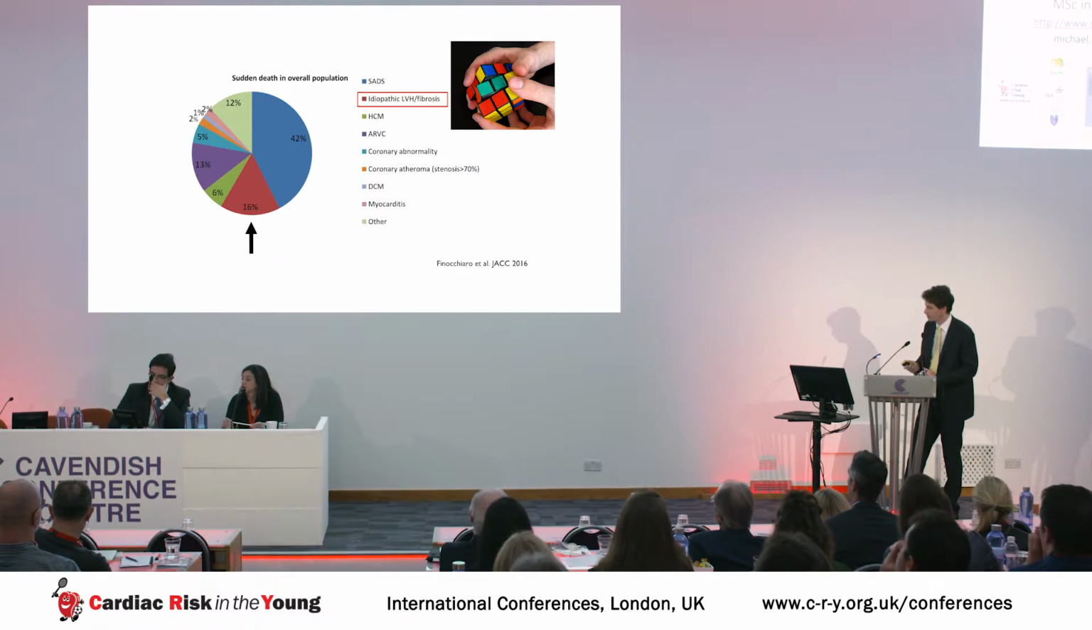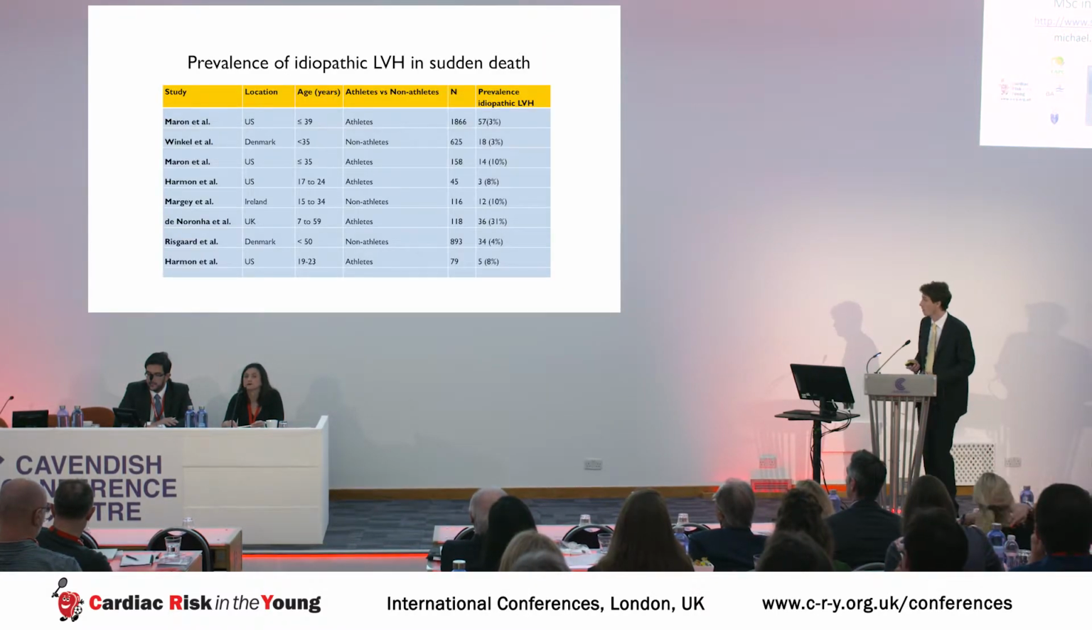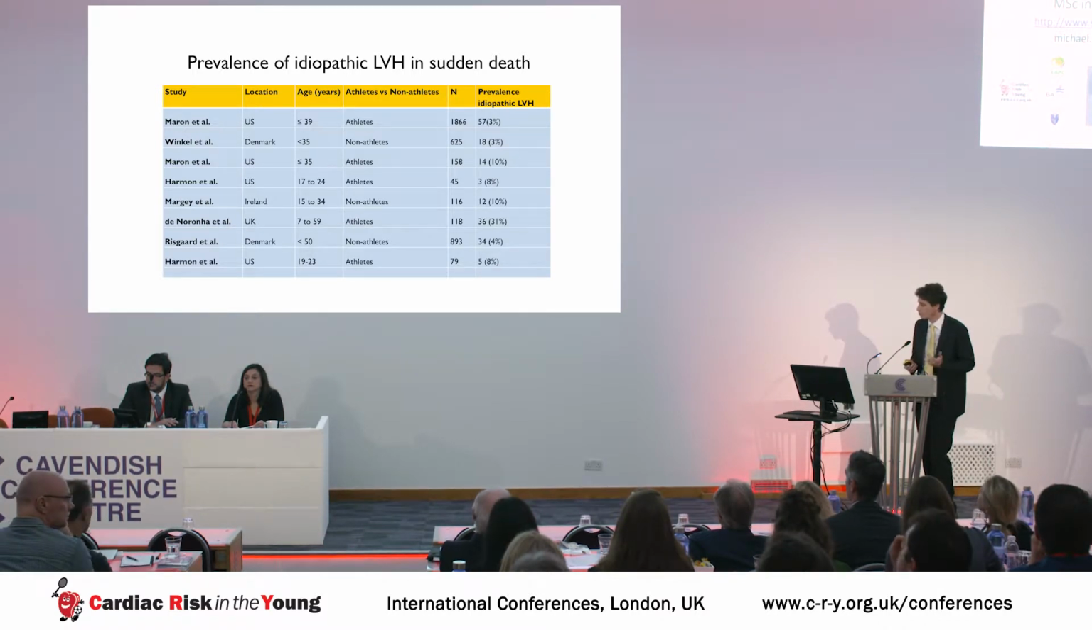Idiopathic LVH and idiopathic fibrosis, so findings of uncertain significance, have been described in the setting of sudden cardiac death. This is a study from our group, and we showed that 16% of athletes who die suddenly had a postmortem finding of idiopathic LVH, 8%, and idiopathic fibrosis, 8%. So it's quite relevant; it's more relevant than hypertrophic cardiomyopathy in this cohort. What is the prevalence? We have different studies and different cohorts, with a prevalence of idiopathic LVH in the setting of sudden death in athletes and non-athletes ranging from 3% to 30%.